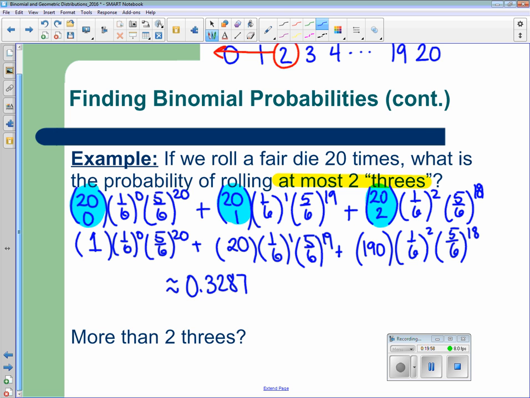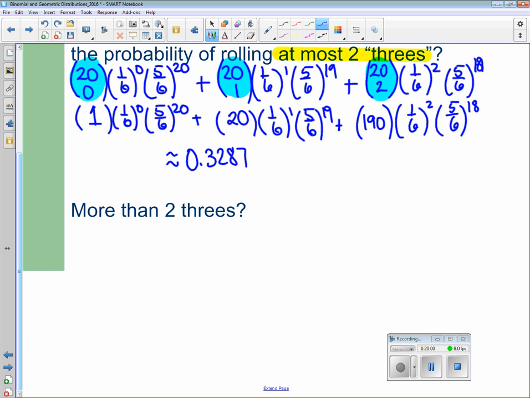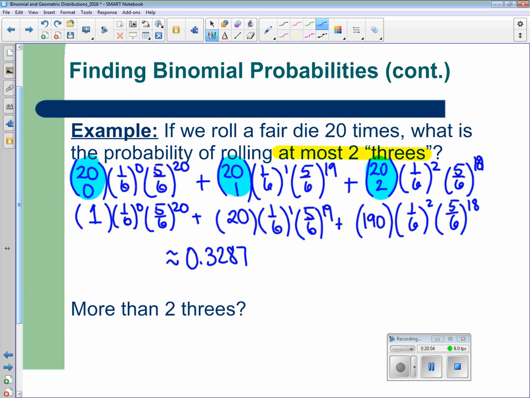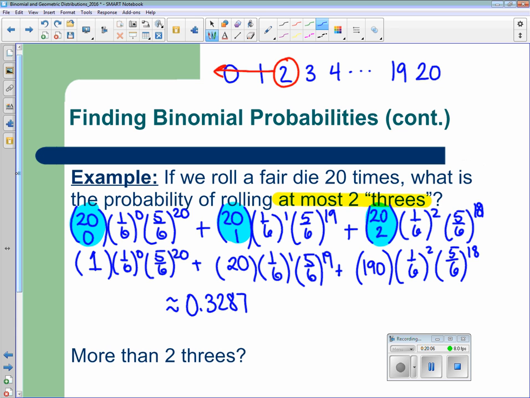All right, what do you think about the second question? Let me put this up here. More than 2. I want more than 2 threes. Yeah. Esmeralda's right. More than 2 means we're looking at, well, not including 2. More than 2 doesn't include 2. Would you agree? It would start at 3 and go all the way up. All right, go ahead and get started, and I'll tell you what the answer is.